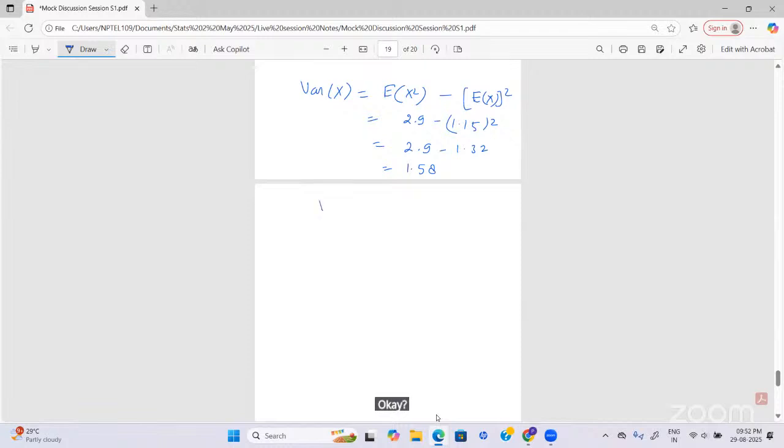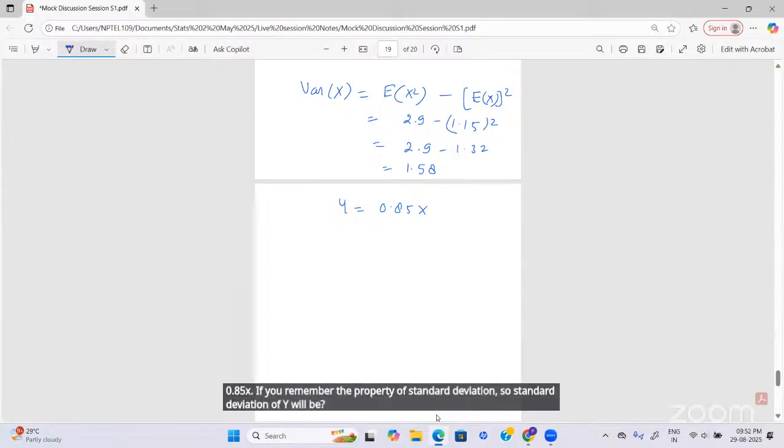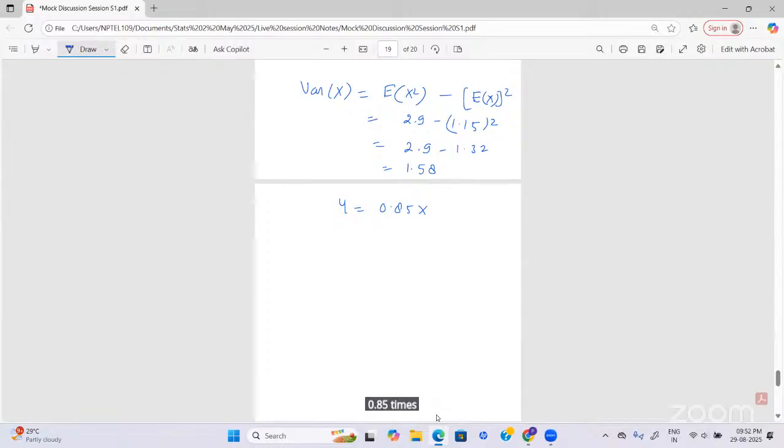Now we have to calculate the variance of Y. So Y is equal to 0.85X. If you remember the property of standard deviation, the standard deviation of Y will be 0.85 times the standard deviation of X. Otherwise, just use this thing. Variance of Y will be.